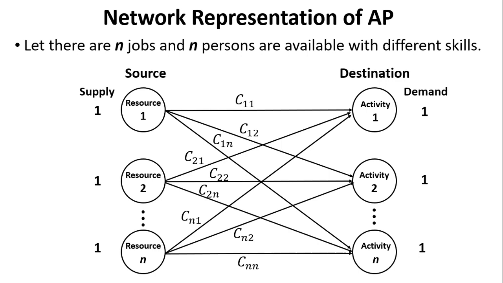So we assign one resource to one activity, and this is C11, these are the costs associated by assigning a certain resource to a certain activity. So this cost, or whatever it is, will determine which resource will be assigned a certain activity.